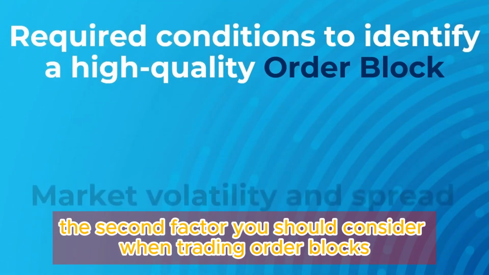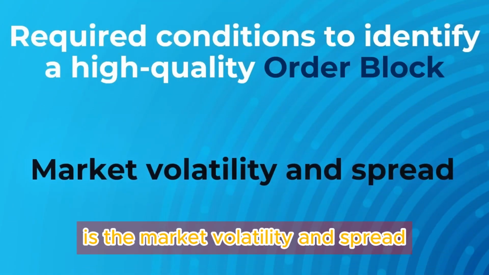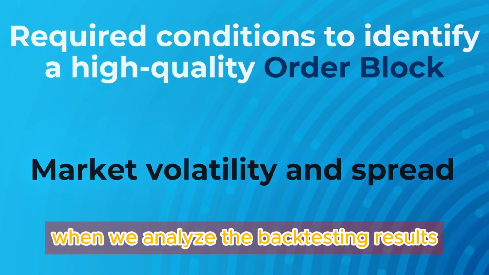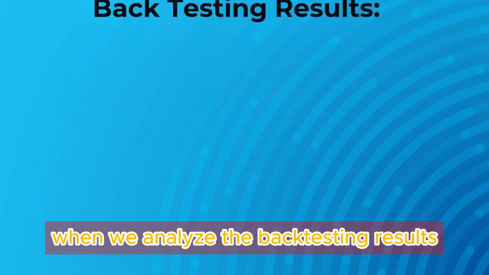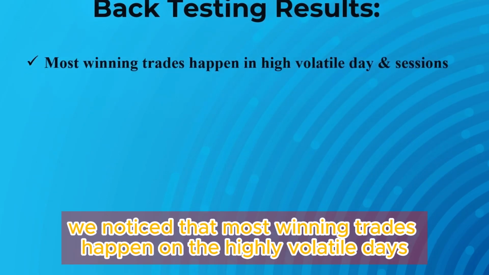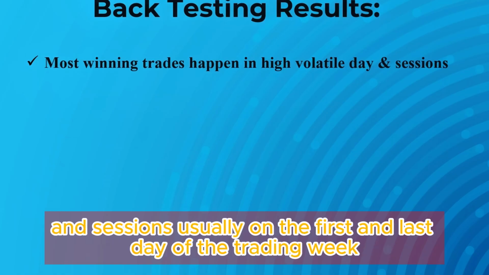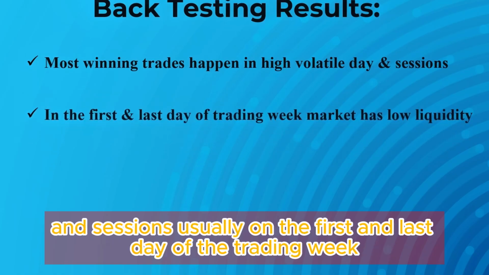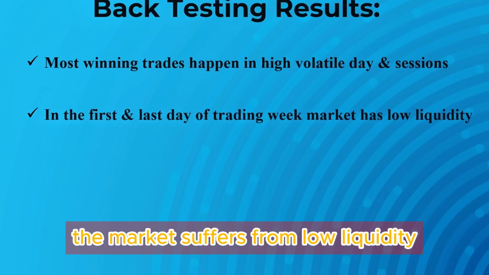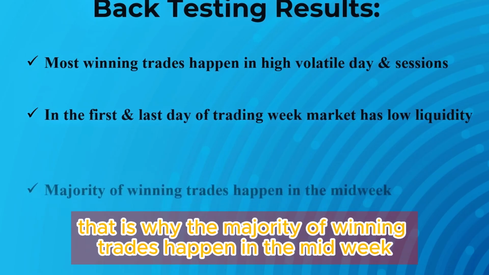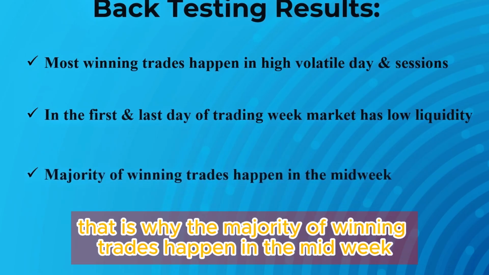The second factor you should consider when trading order blocks is the market volatility and spread. When we analyze the backtesting results, we notice that most winning trades happen on the highly volatile days and sessions. Usually on the first and last day of the trading week, the market suffers from low liquidity. That is why the majority of winning trades happen in the midweek.